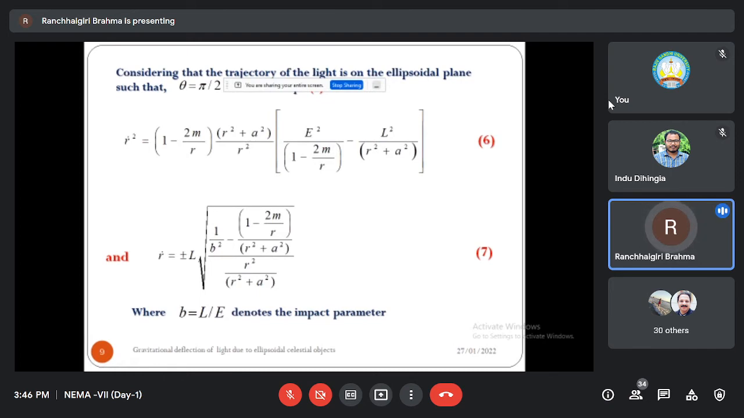Then we consider that the light is traveling on the plane where theta is equal to pi by 2. From equation 4, we obtain equation 6 by substituting theta equal to pi by 2. Further simplifying, equation 6 reduces to equation 7, where b is equal to L by E, which represents the impact parameter of the light.